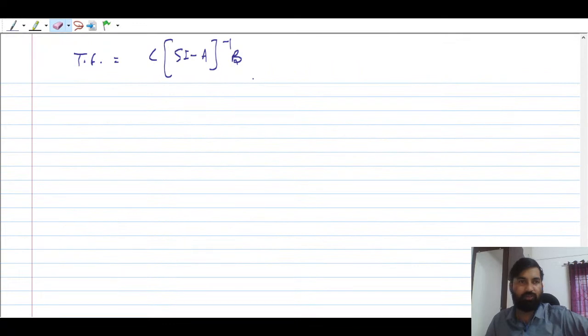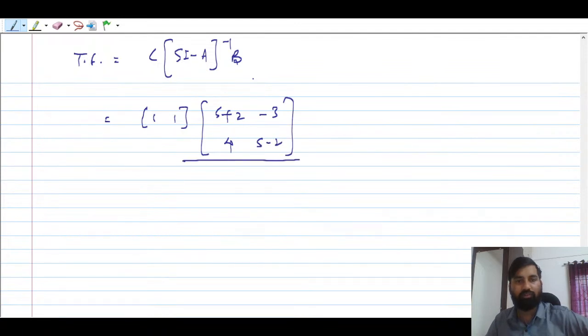D is not given, so d is 0. Now you can plug in. So what is c? C is nothing but [1 1], and sI minus A is [s+2, -3; 4, s-2] upon s square plus 8, and then you multiply by b. B is a column vector, that is [3; 5].